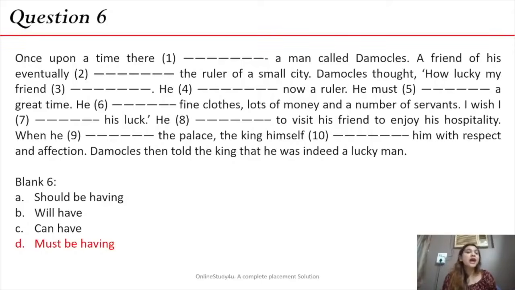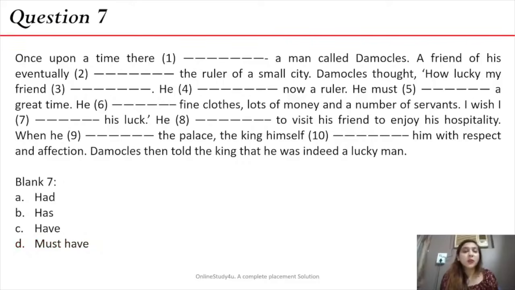I wish I dash his luck. I wish I had his luck. I wish I has his luck. I wish I have his luck. Or I wish I must have his luck. Which one do you think would be the correct answer option out here?